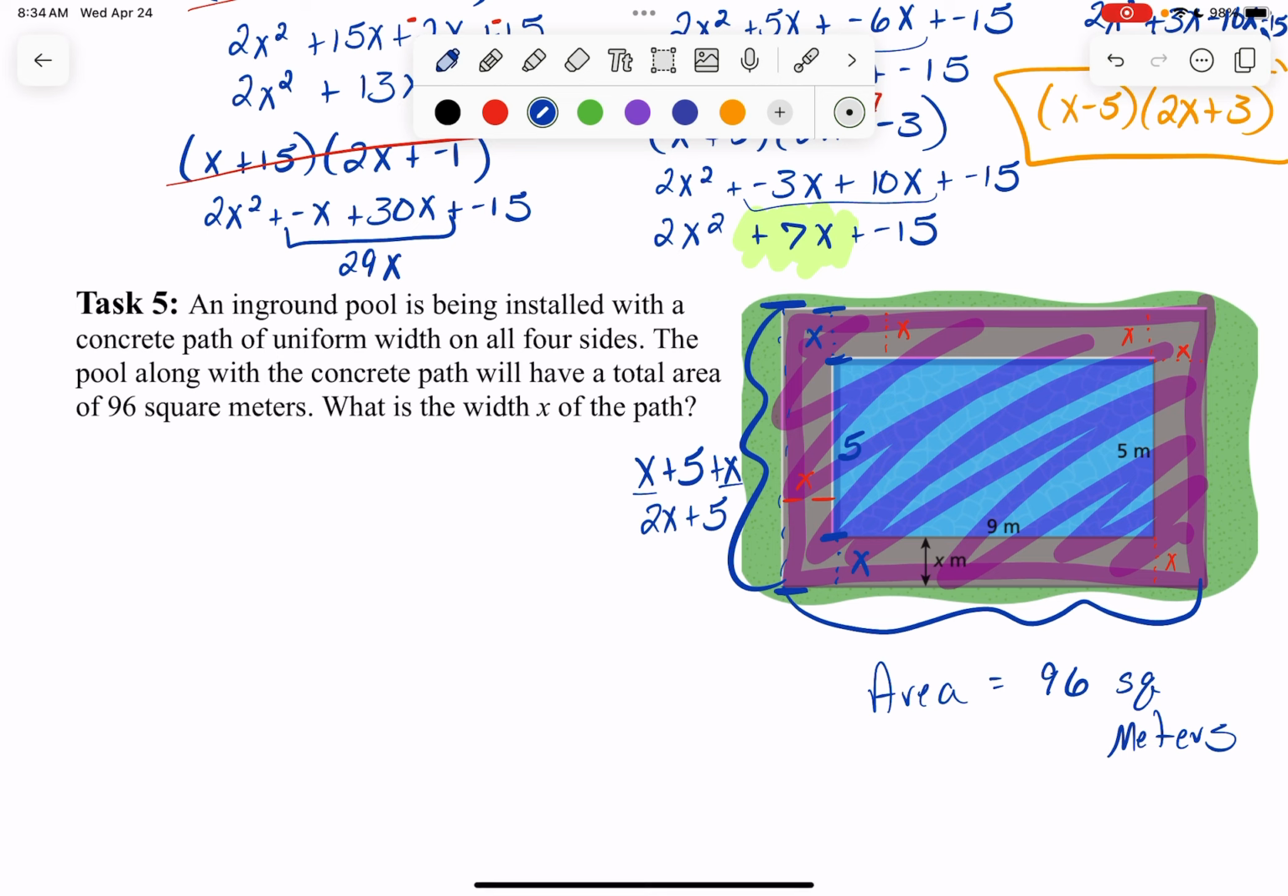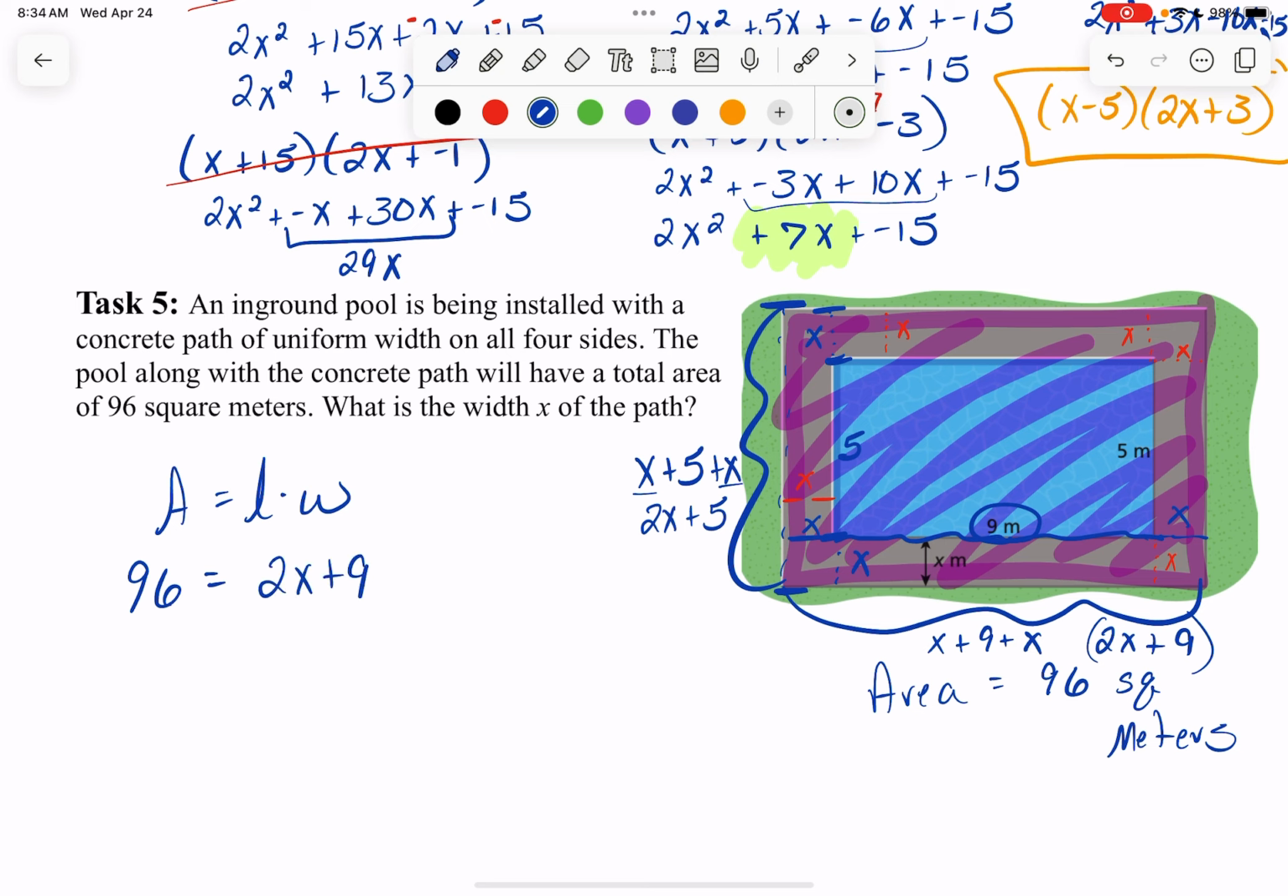Now we can use that same process to find the length. From here to here is x. From here to here is 9. From here to here is also x. So again, I would have x plus 9 plus x, which is 2x plus 9. And so the area of that whole thing, area of a rectangle is length times width, that area is 96. The length is 2x plus 9 times the width, which is 2x plus 5. I need parentheses here because without them, I'm only multiplying those two things. So parenthesis, parenthesis. Okay.